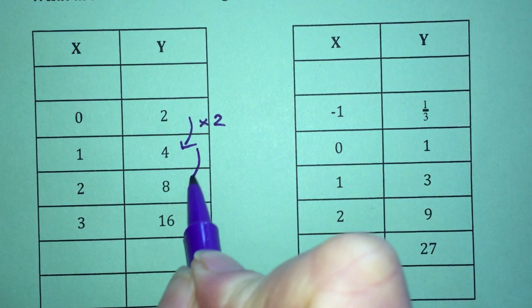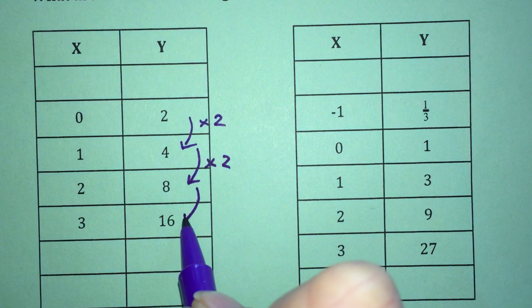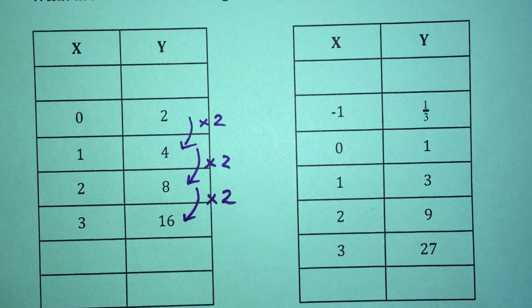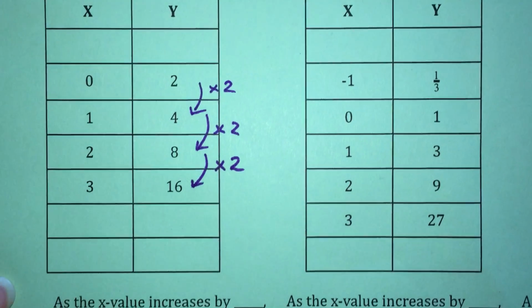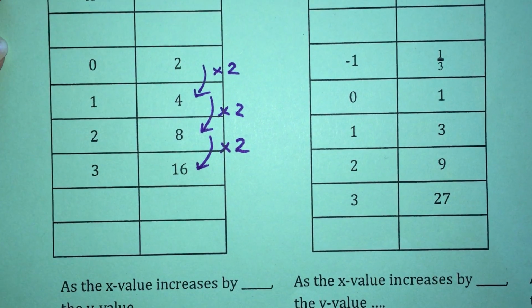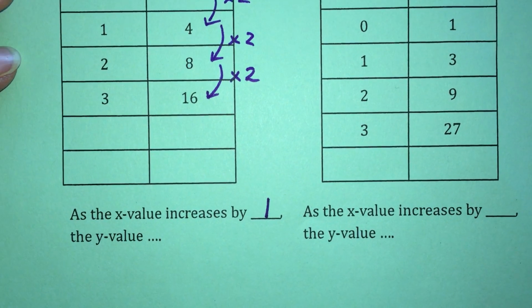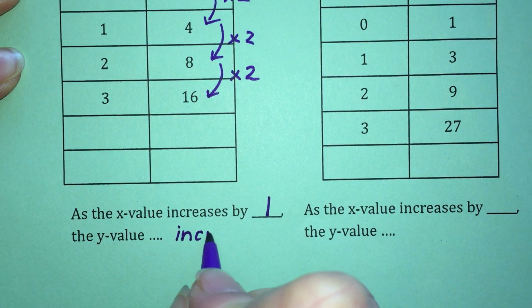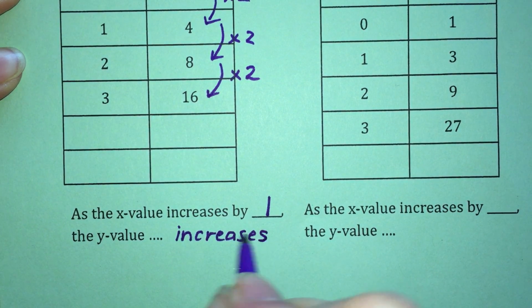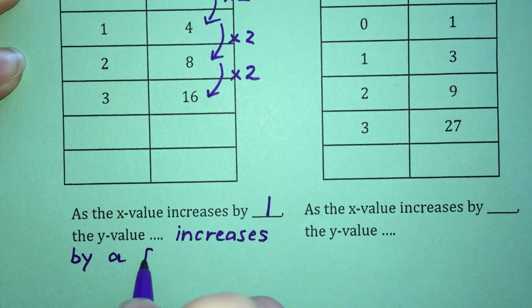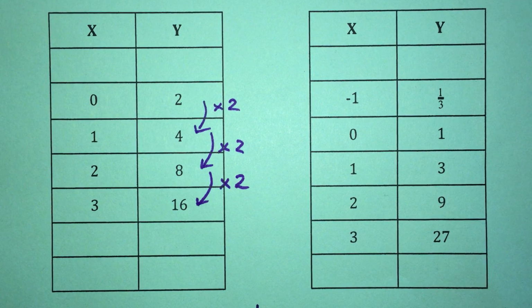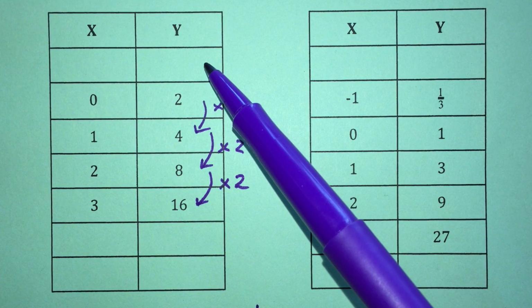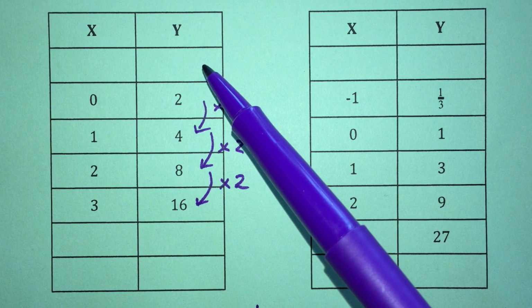So times 2, times 2, times 2. So as x goes up by 1, or increases by 1, then the y value increases by a factor of 2. So you can continue that table. You might also notice that to go backwards up the table, you're going to have to divide by 2.